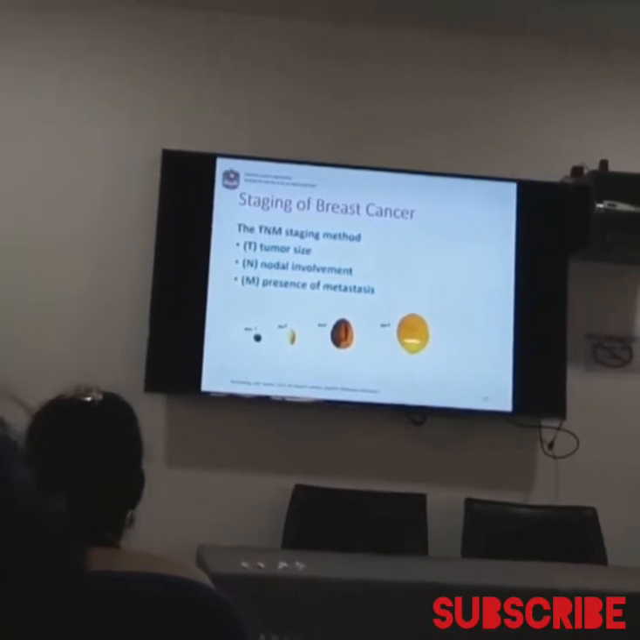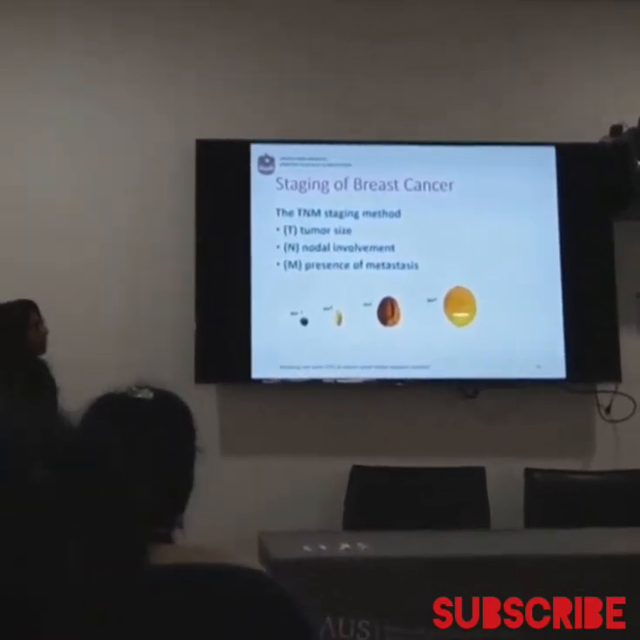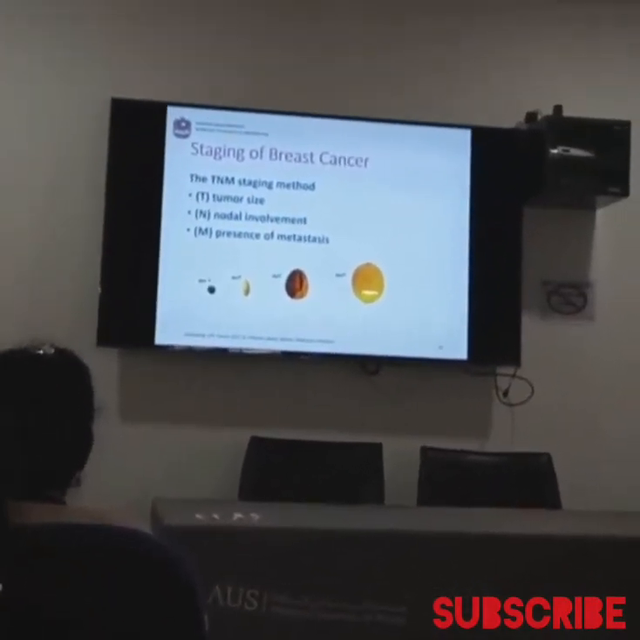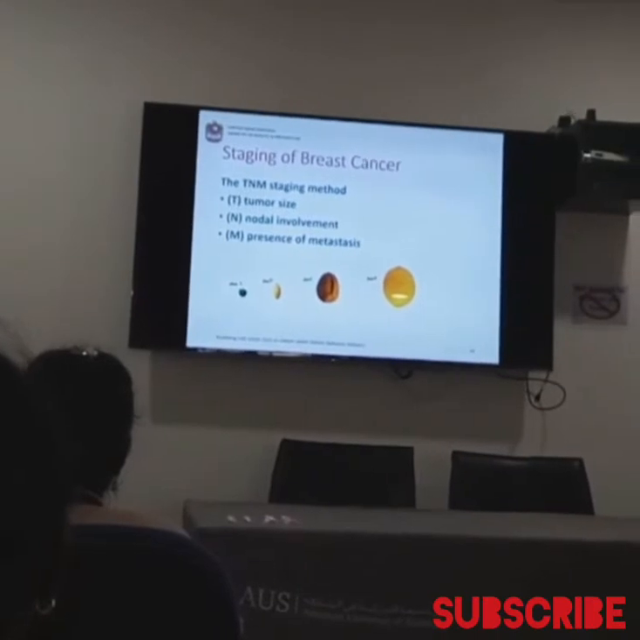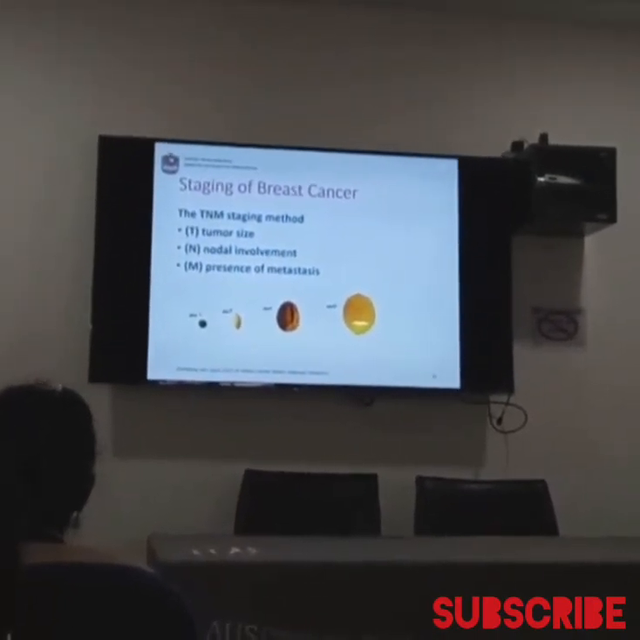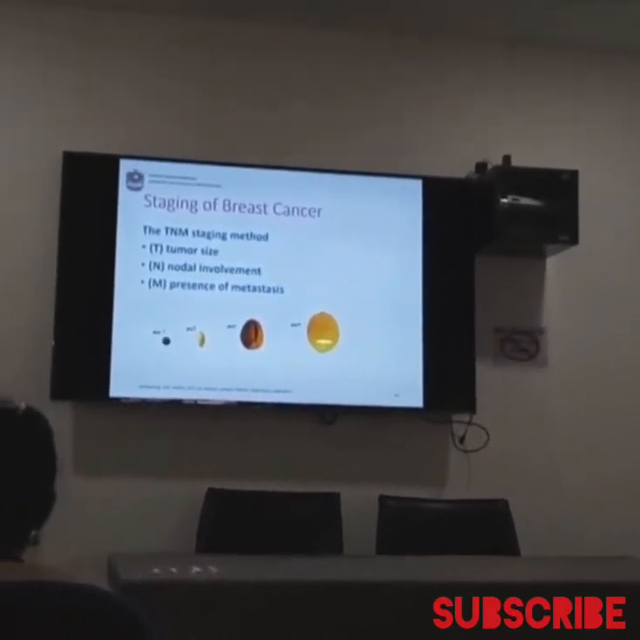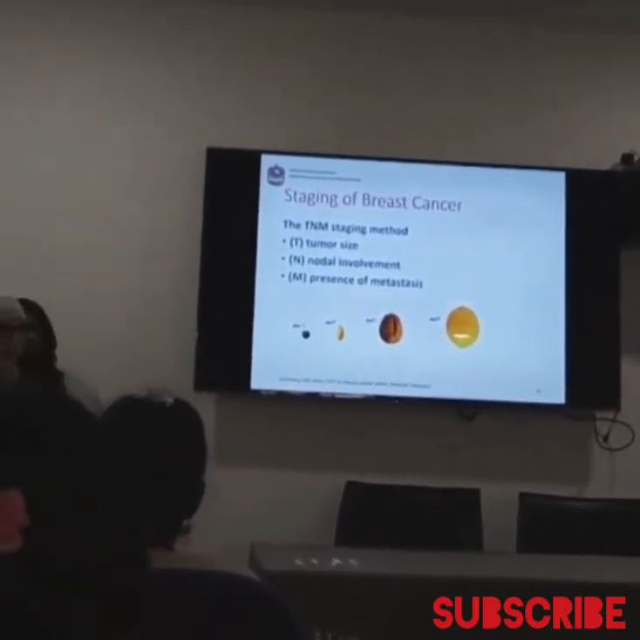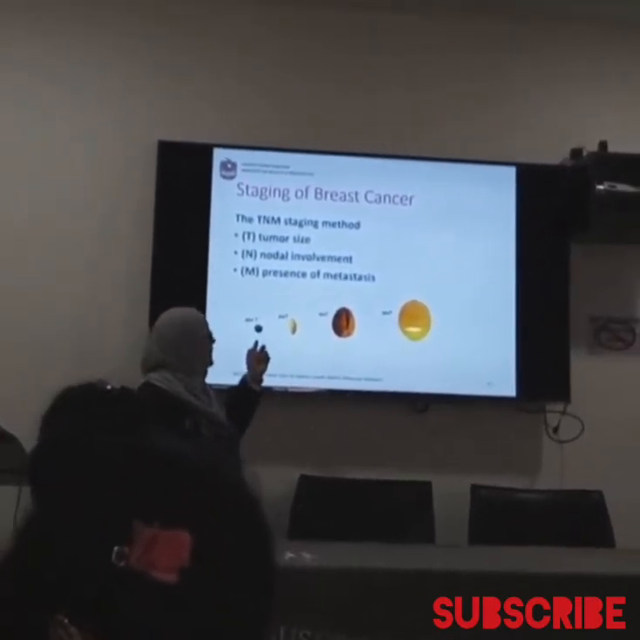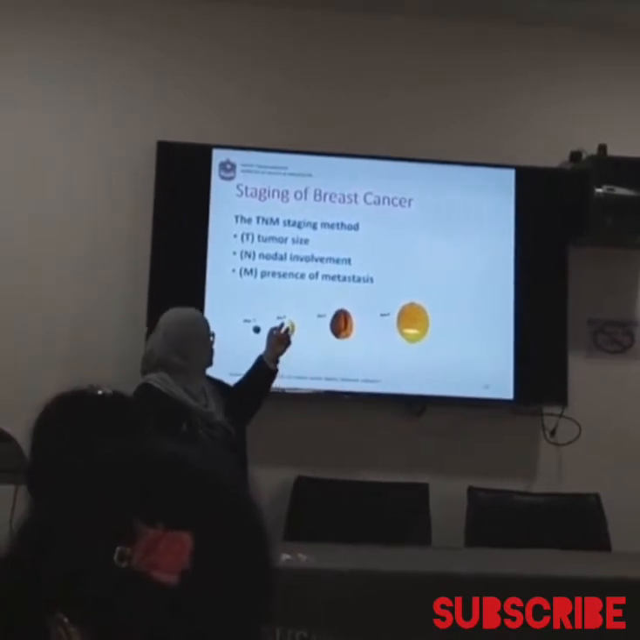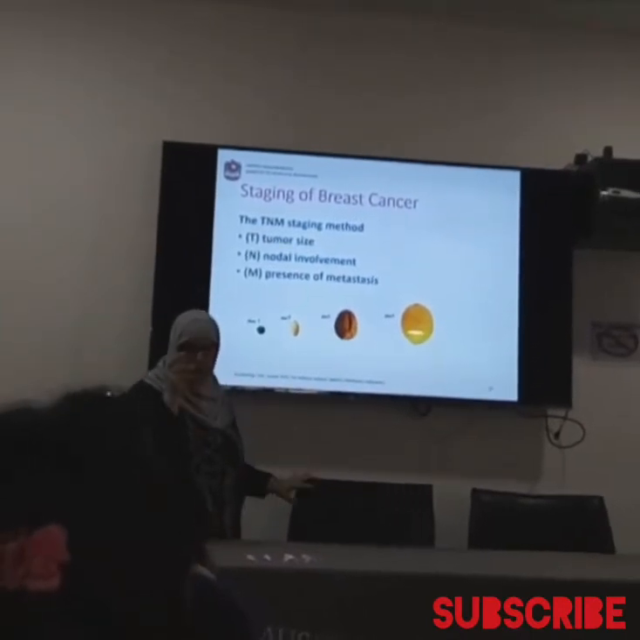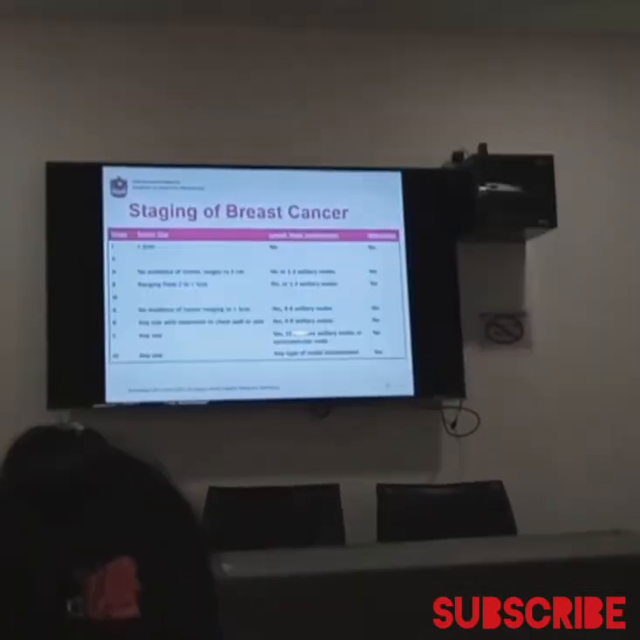For the stages of breast cancer, when we decide on the stage, we look for three things: the tumor size, the lymph node involvement, and the presence of metastasis. Metastasis means that the breast cancer is spreading out of the breast to other organs in the body. We have different tumor sizes. This is the size of a pea. This is the size of a peanut, which is 2 centimeters, a walnut 4 centimeters, or it could be 5 centimeters, like a small lemon.